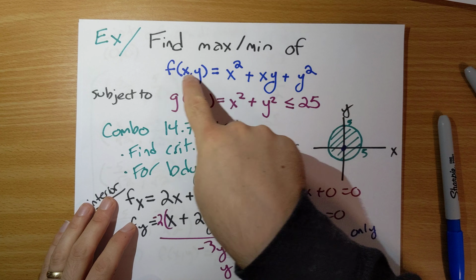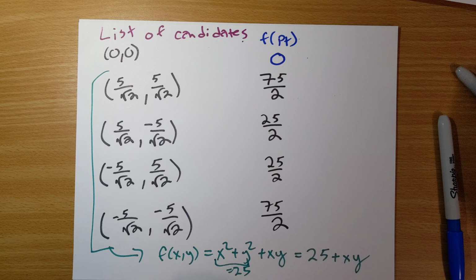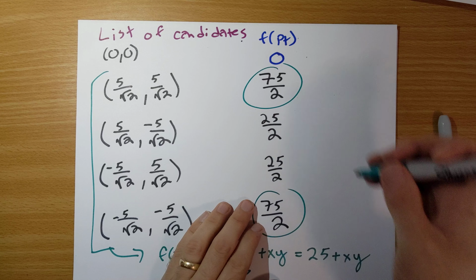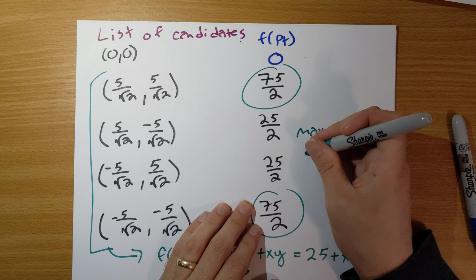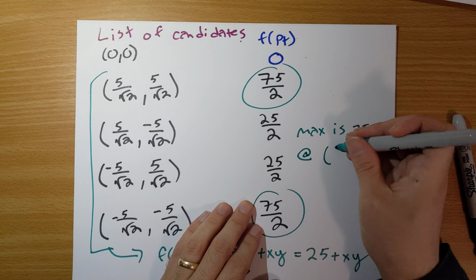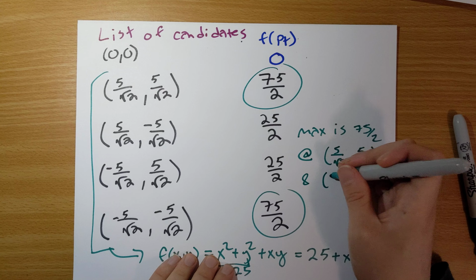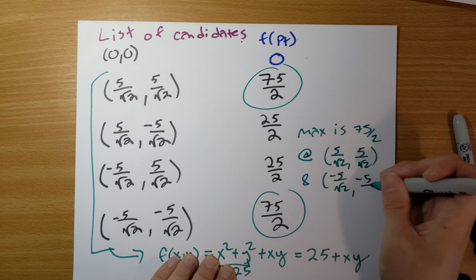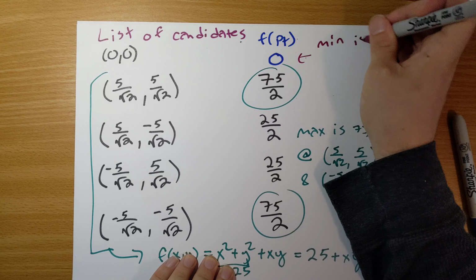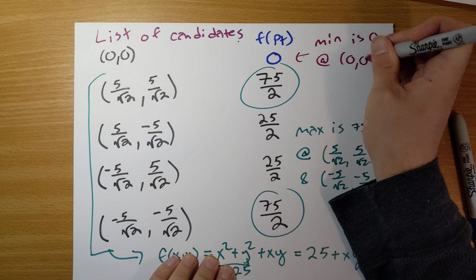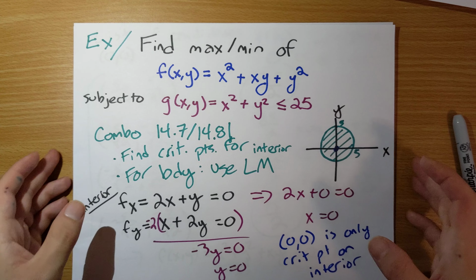Find the max and min of this equation subject to this constraint. The biggest value that we see here is this. So the max is 75 over 2, which occurs at the points 5 over square root 2, 5 over square root 2, and negative 5 over square root 2, negative 5 over square root 2, and the minimum is 0 at the origin. Okay, so I think this was a good problem. It tied lots of concepts together.